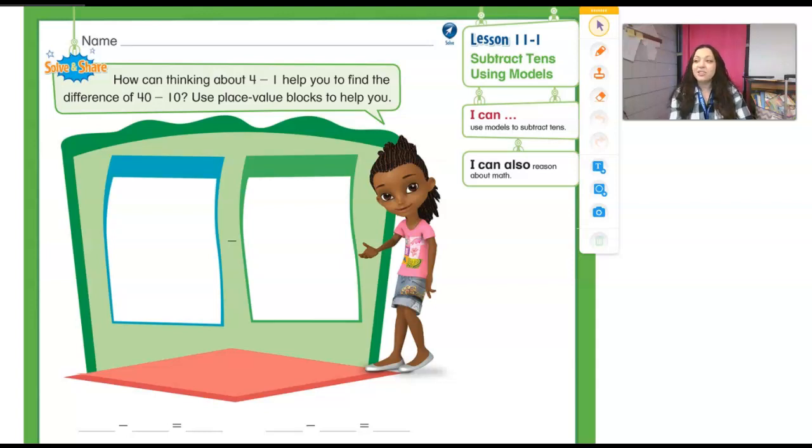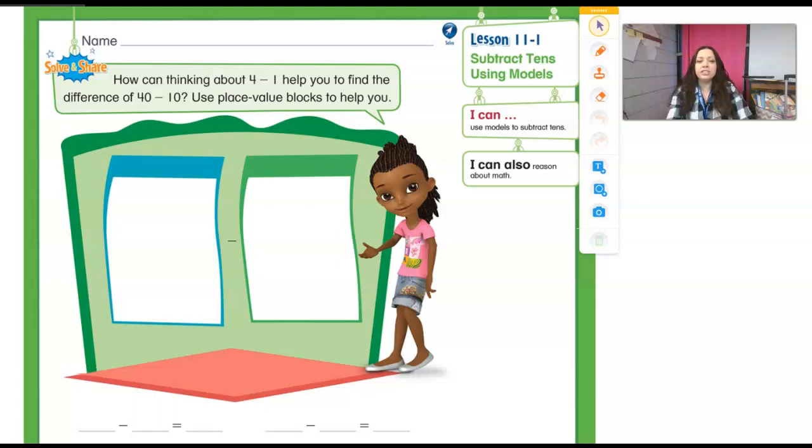Good morning, guys. So today we are going to start topic 11. And what we're going to do with topic 11 is we are going to be subtracting tens, just like in topic 10 we were adding tens. So the first thing that we're going to do is we're going to do our solve and share today.